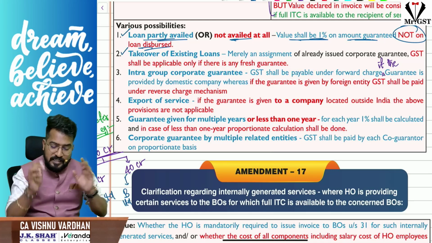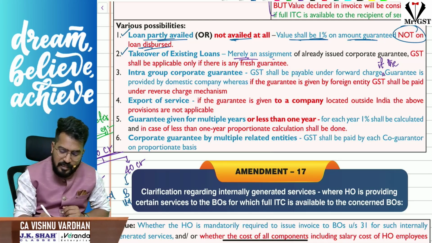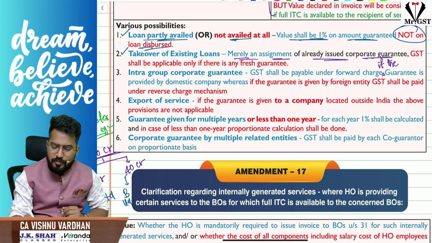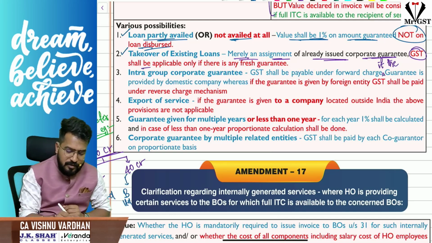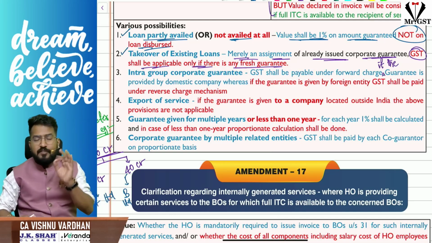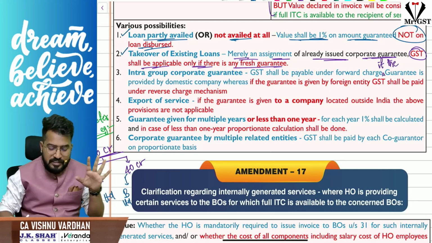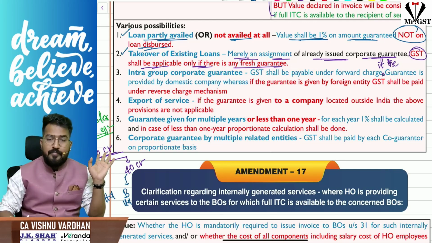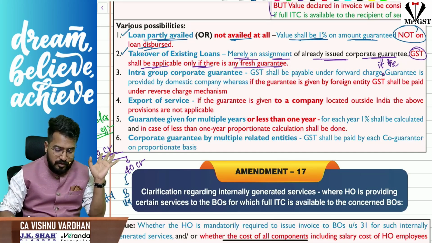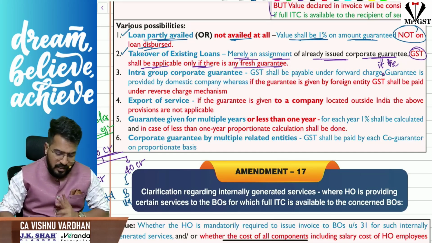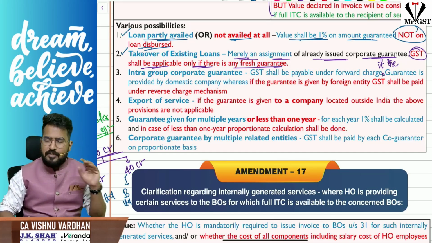So not required. Please understand, it is merely an assignment of an already issued corporate guarantee, the GST shall be applicable only if there is any fresh guarantee. Only if there is any fresh guarantee, otherwise GST will not be applicable. Am I clear? So that is the concept. Next, so simple, takeover of existing loans, no GST again.